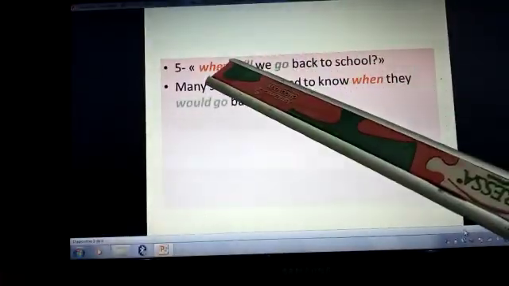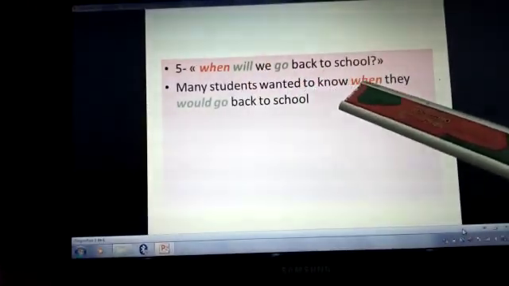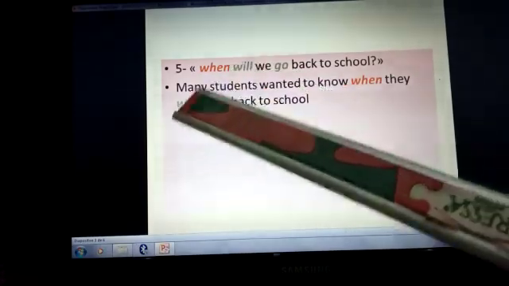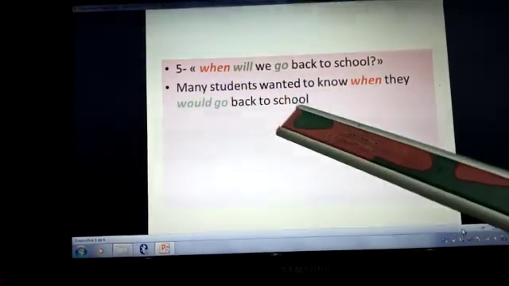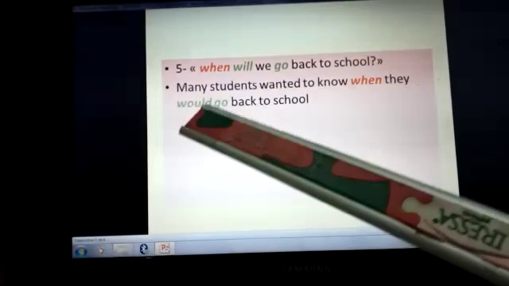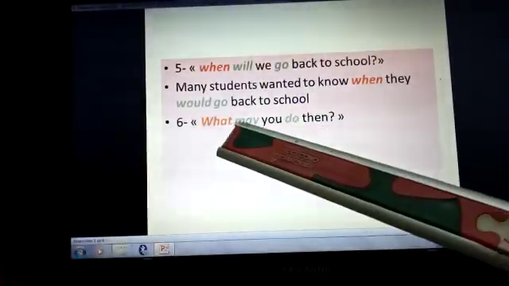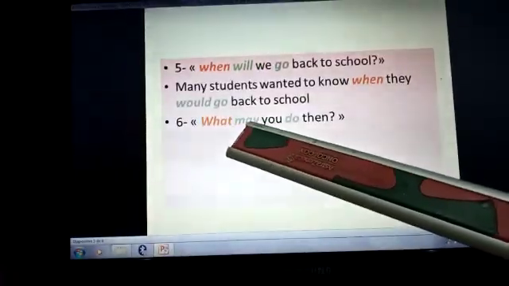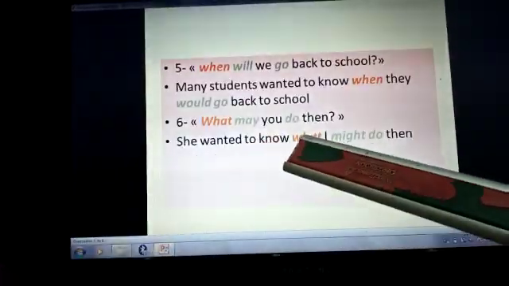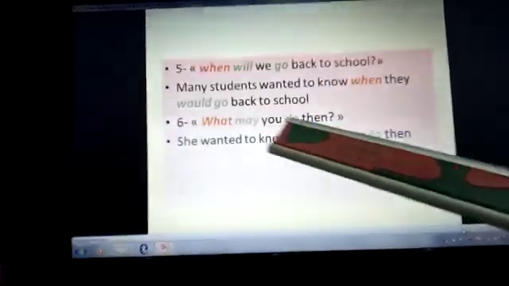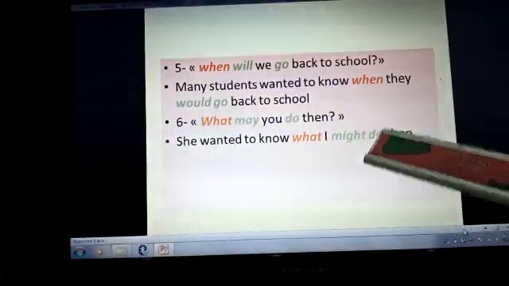Another one. When will we go back to school? So will, the past of will is would. Many students want to know, or many students asked when they would go back to school. The past of will go becomes would go. The other one. What may you do then? May, the past of may is might. So when we report this sentence, we say she wants to know what I may becomes might, what I might do then.